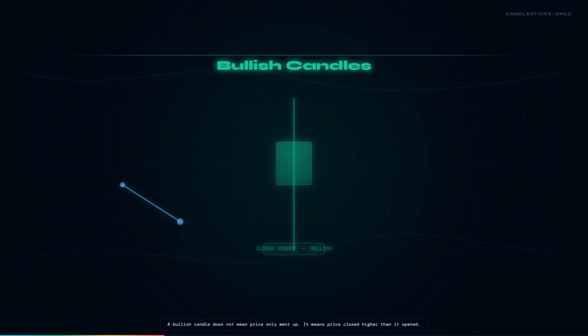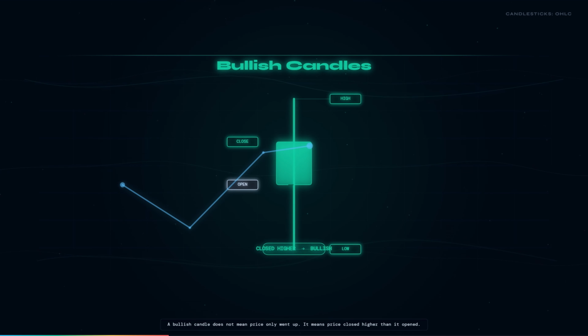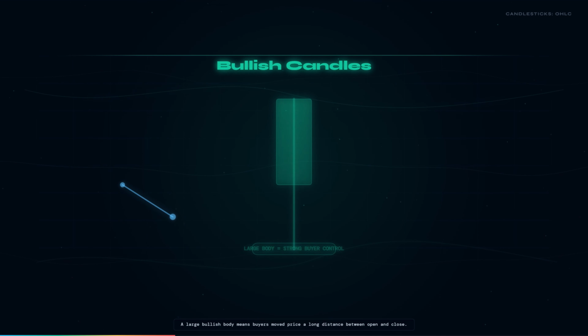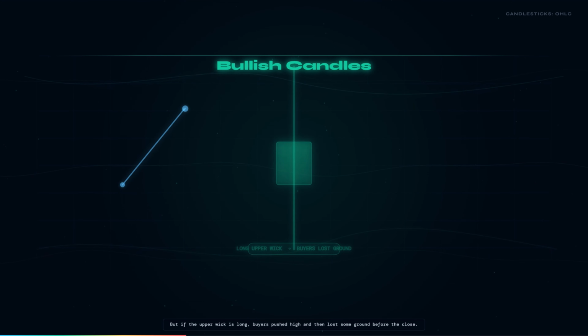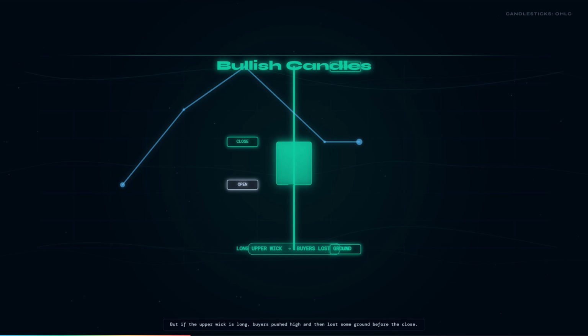A bullish candle does not mean price only went up. It means price closed higher than it opened. A large bullish body means buyers moved price a long distance between open and close. But if the upper wick is long, buyers pushed high and then lost some ground before the close.